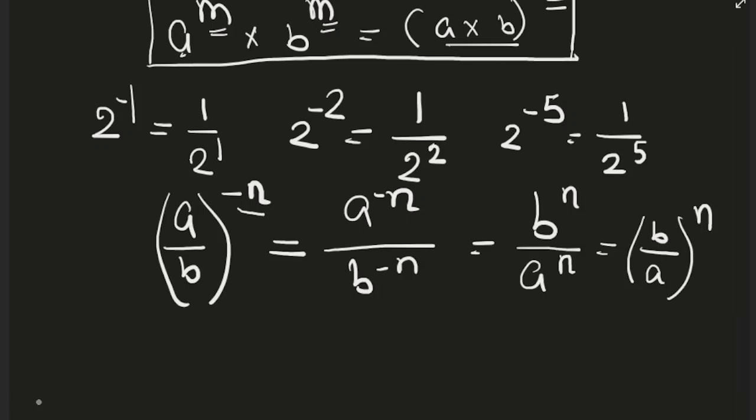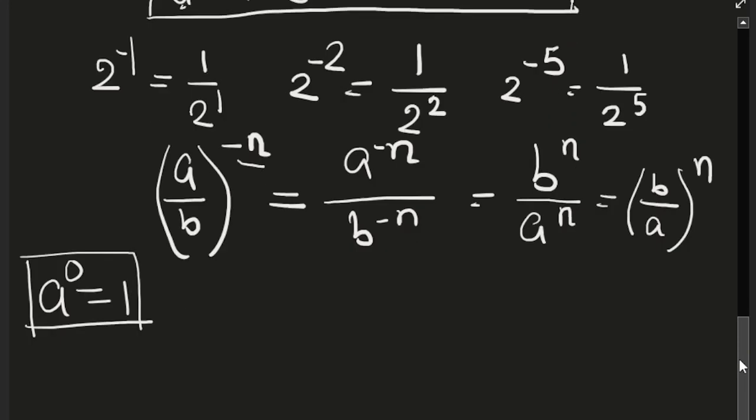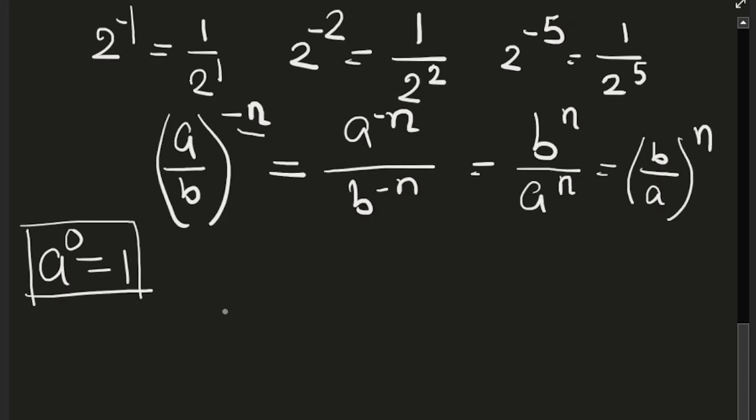Now if the power is 0, we know that something power 0 means 1. But can we prove it? Yes. How can we prove it? Let's prove a to the power 0 is equal to 1. We know that a to the power of m by a to the power of m is equal to 1. Why? Because we are dividing the same number by same number. So when we are dividing two same numbers, that value will be 1.